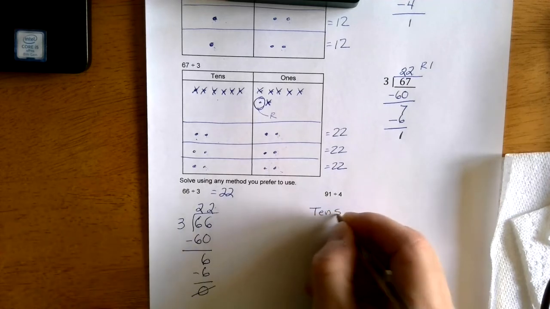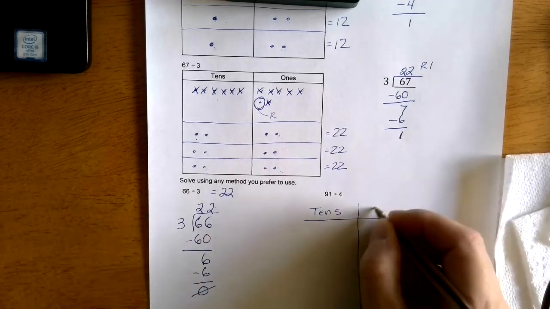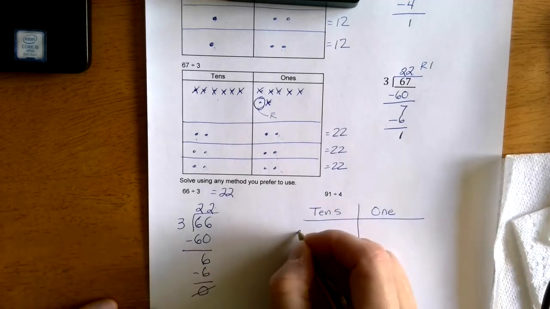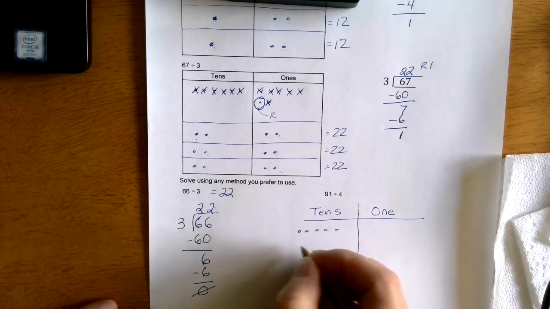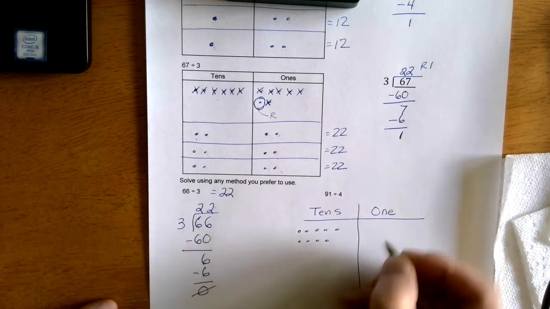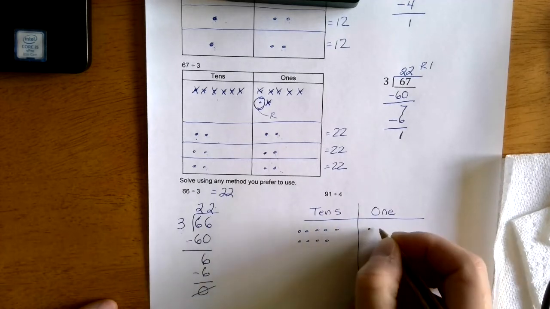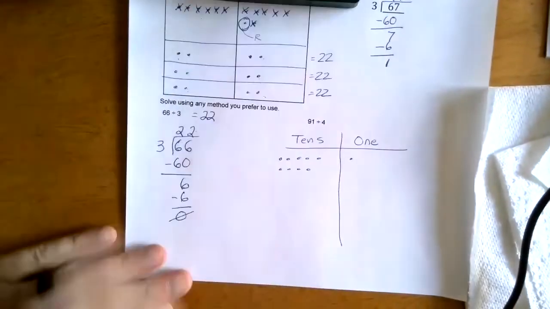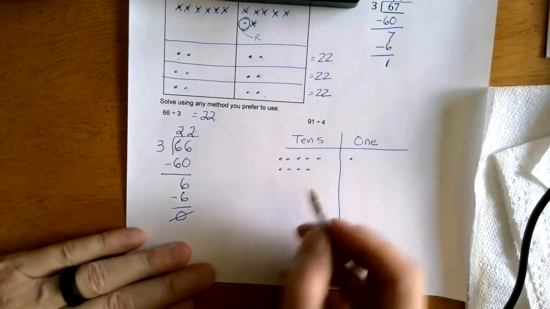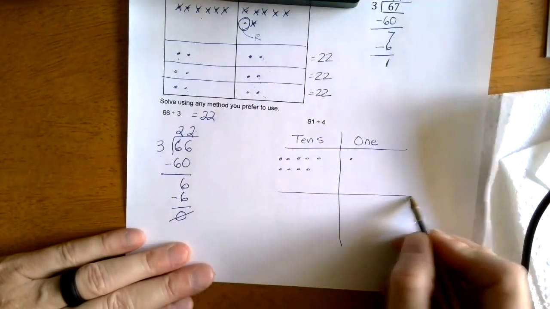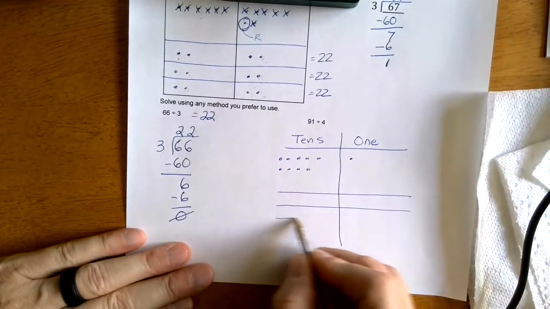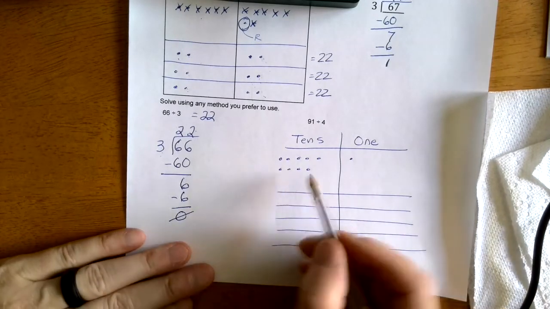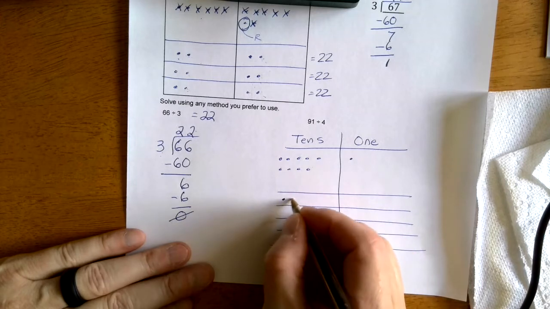Okay, for the next problem, I'm going to use my place value chart. So I'm going to draw 1, 2, 3, 4, 5, 6, 7, 8, 9 tens and 1, 1. All right. So I have 4 groups because I'm dividing by 4. So I have 1, 2, 3, 4. Well, I think I'm going to put 2 in each group.